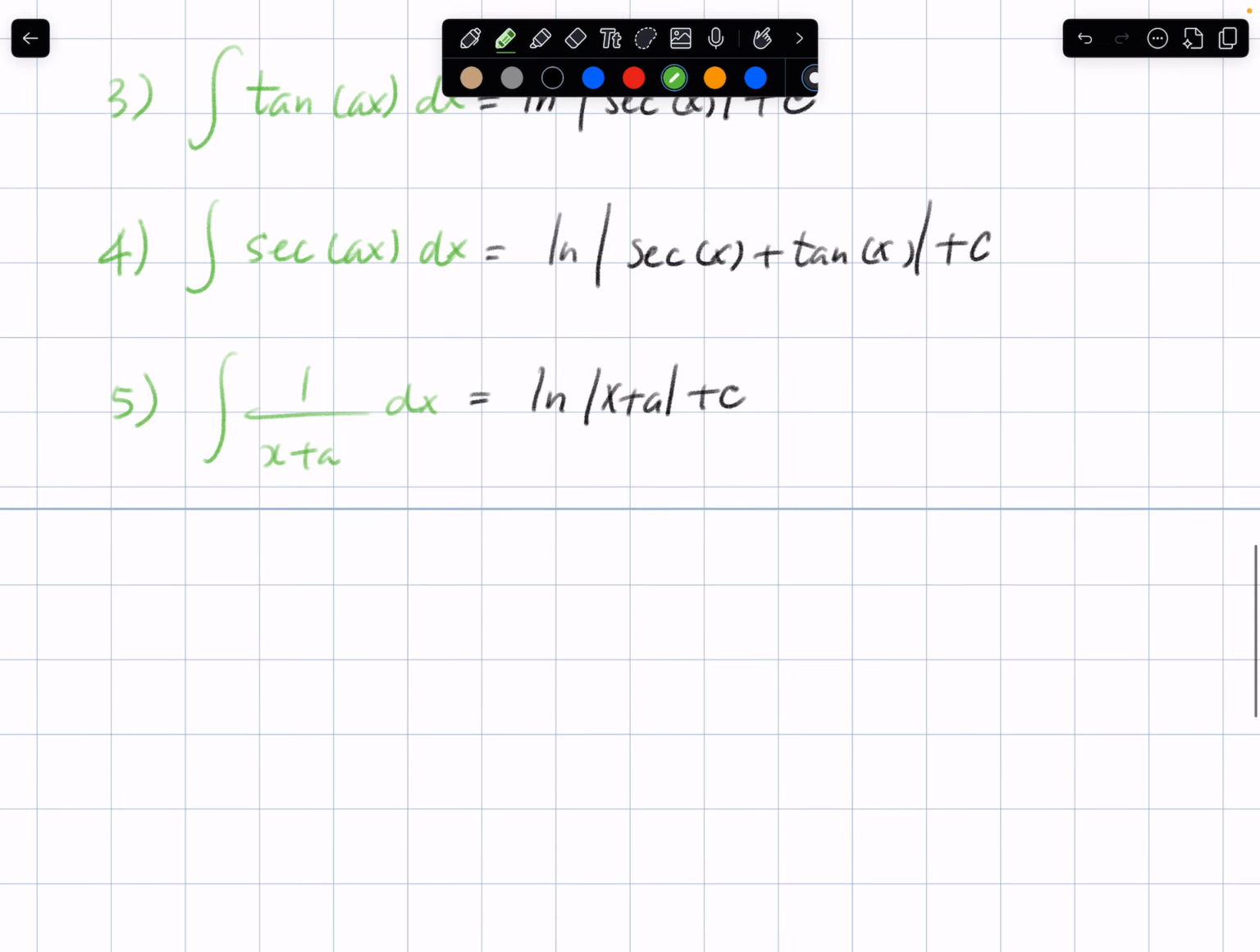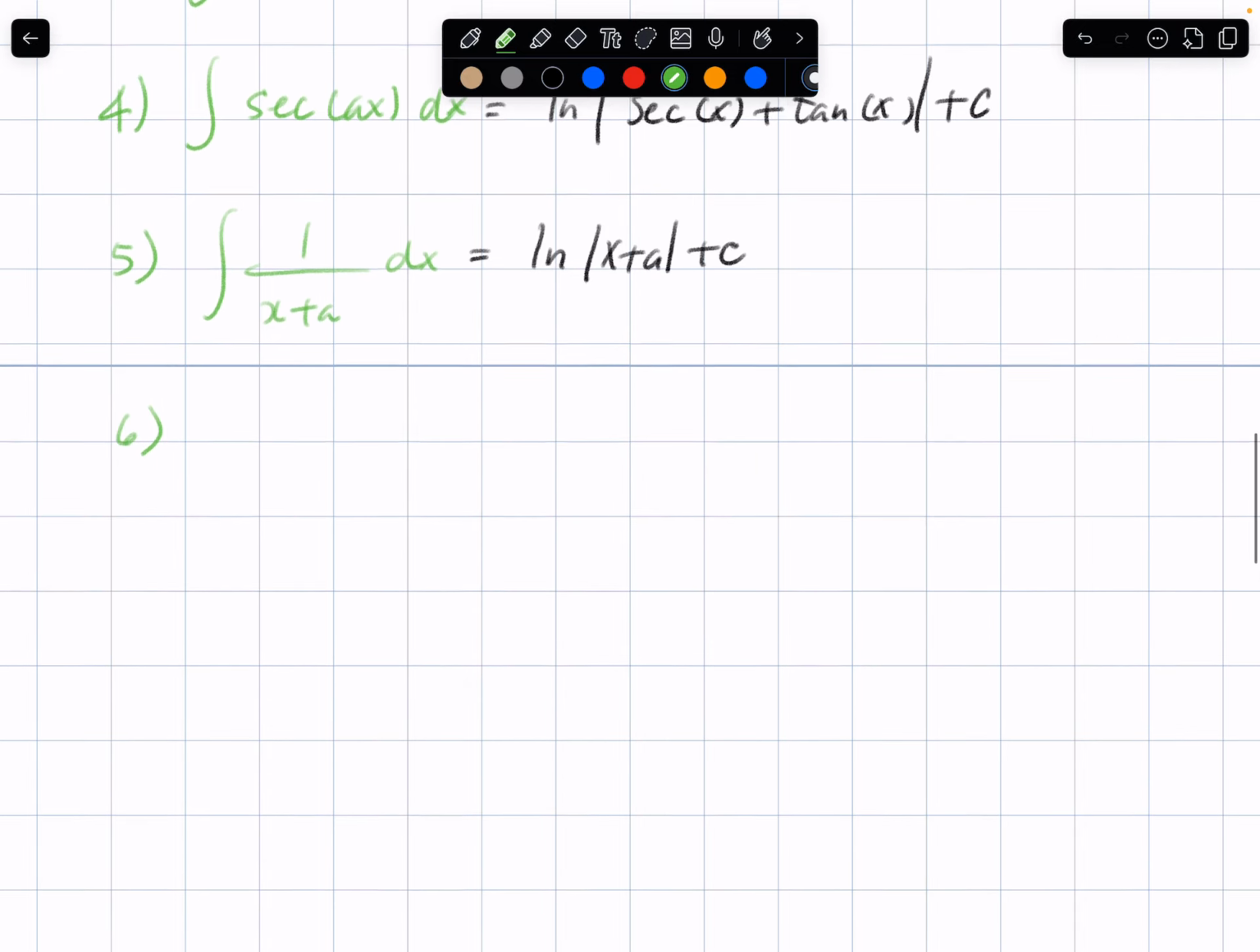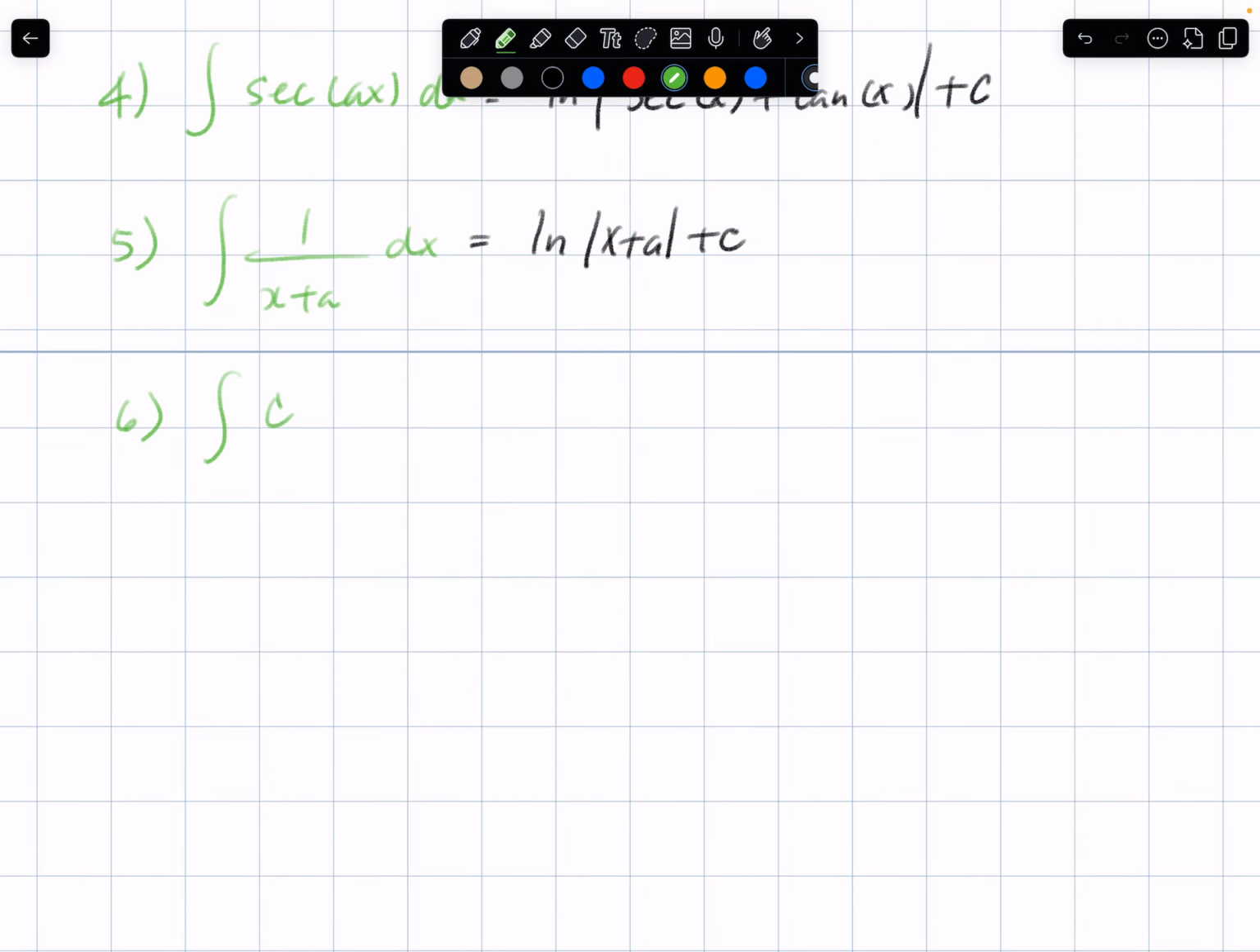And we can move on to maybe cosecant, the integral of cosecant of x dx, which will turn into natural log of absolute value of cosecant of x minus cotangent of x plus c. Man, I didn't know there were going to be a lot of them. It's a lot of them.